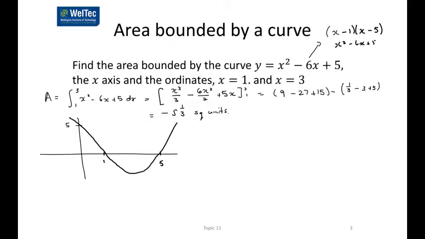And you're asked to find the area bounded by the curve and the x-axis and x equals 1 and x equals 3. So now looking at it, all of the area is underneath the axis. So for bits that are underneath the axis, we need to take the absolute value of it. So in this case, the area is the absolute value of the integral, which will just be the absolute value of negative 5 and a third.